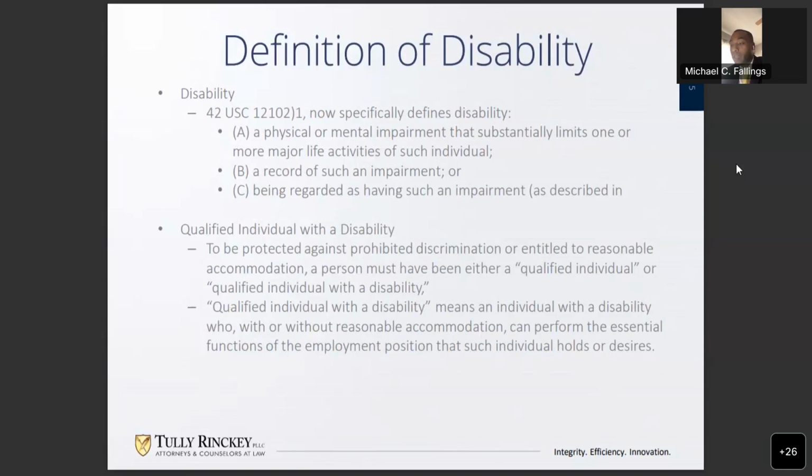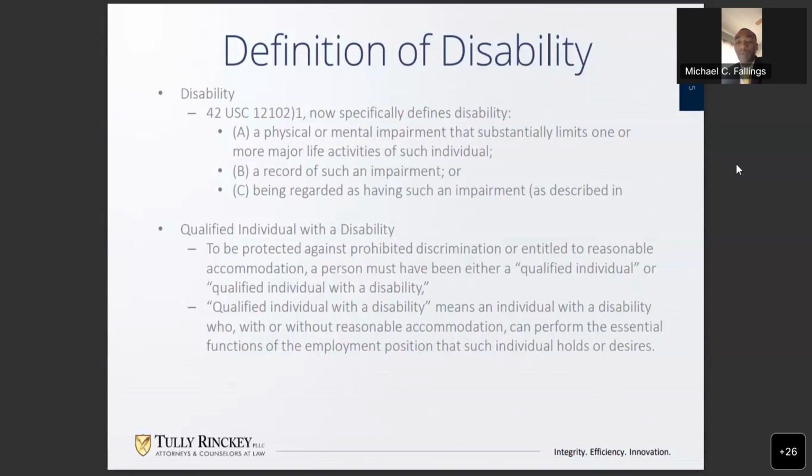So what does that mean? A physical or mental impairment is an impairment that impacts an individual's major life activities such as walking, breathing, standing, sitting. It's an actual impairment or condition, something physical or mental, that's impacting an individual's ability to perform a major life function. A record of such impairment is having such impairment within the agency's records.